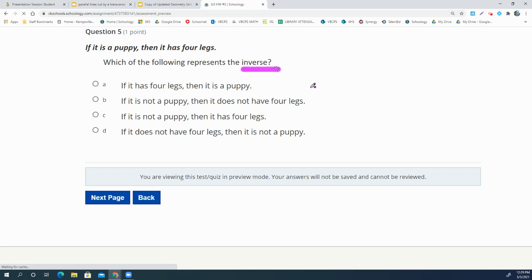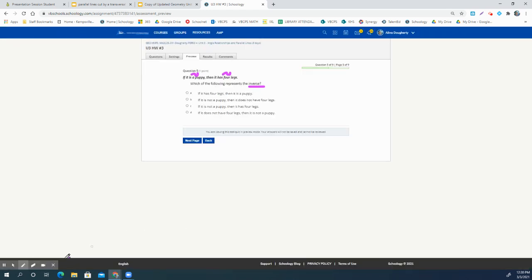We want the inverse. What do we do for inverse? Opposite. We insert the not. So if it is not a puppy, it does not have 4 legs. Inverse, just insert that not. I love an easy question.